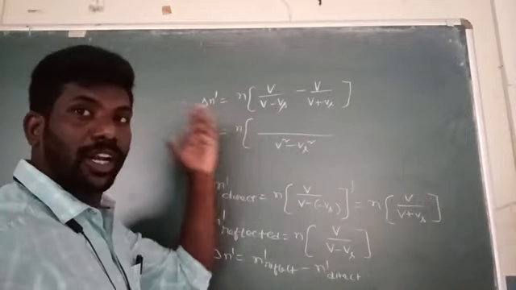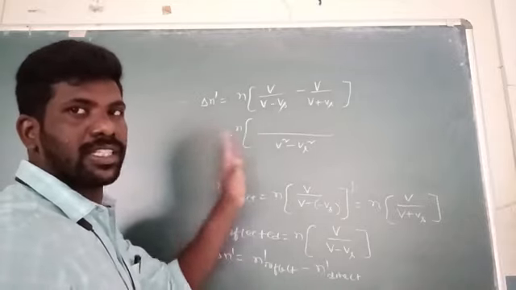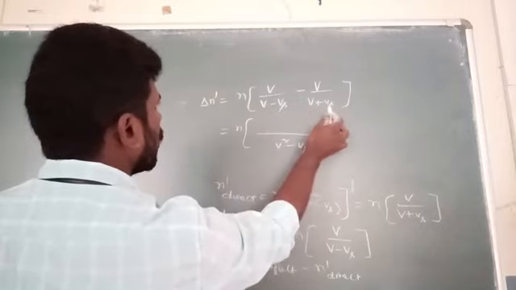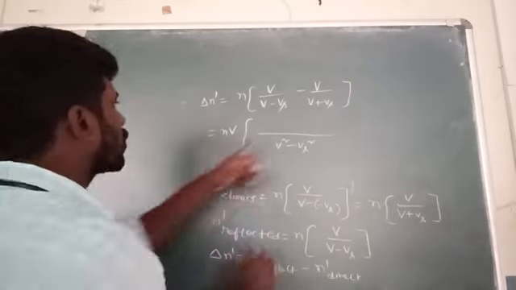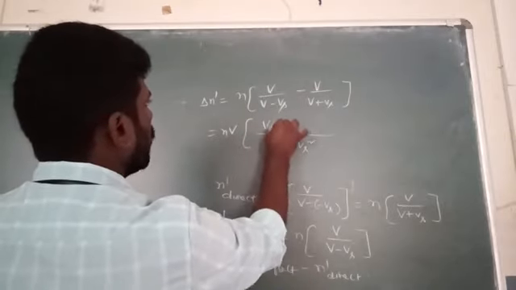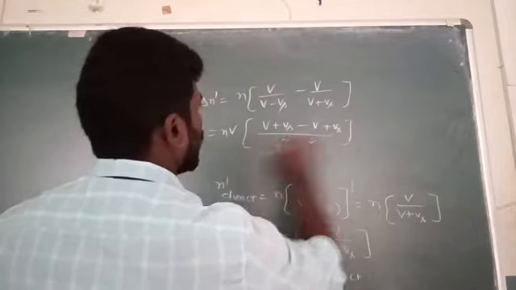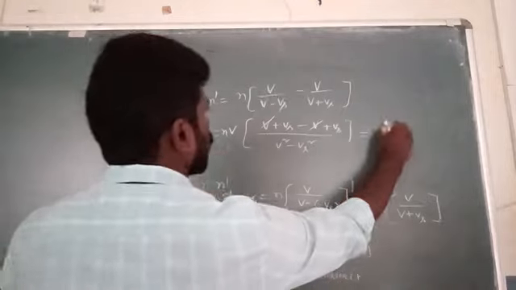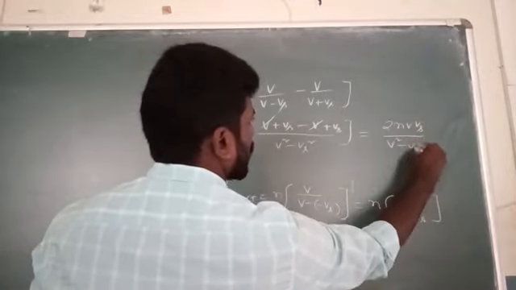This is the condition already discussed in the crossing case. It is very simple. Combining, n times V, then V square minus Vs, V plus Vs multiplied with minus. Here also minus V plus Vs. V cancels. Substitute here: 2nVVs by V square minus Vs square.